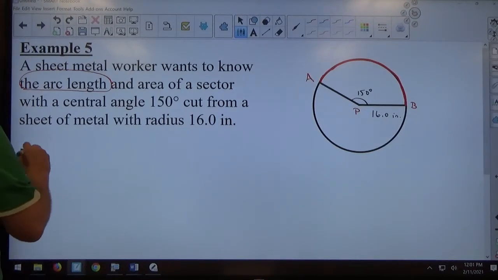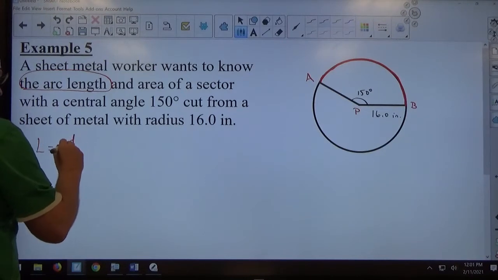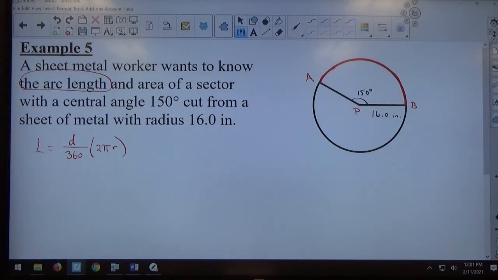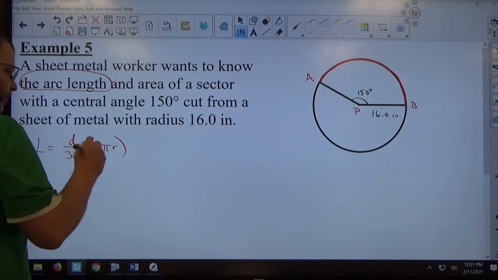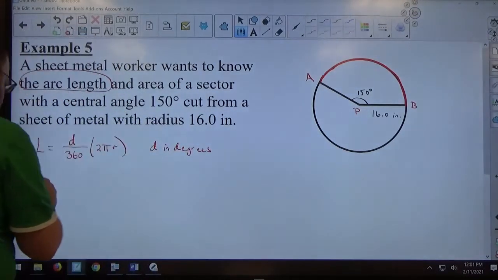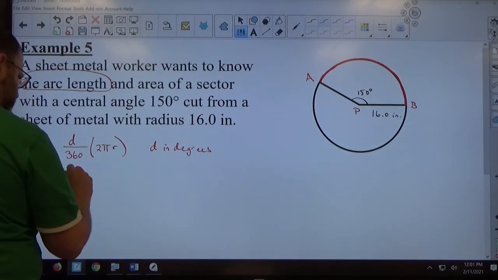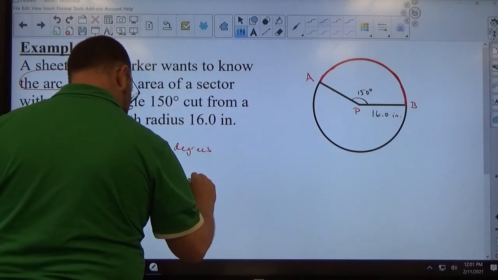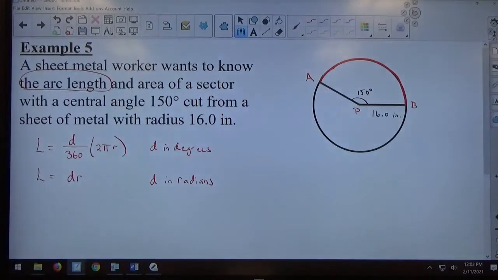The arc length formula is that, where D is the measure of the central angle and R is the radius of the circle. So those are the two numbers we need to know. If they happen to give you a radian measure, this is in degrees, but this is for degrees. If D is in radians, that's the arc length formula.